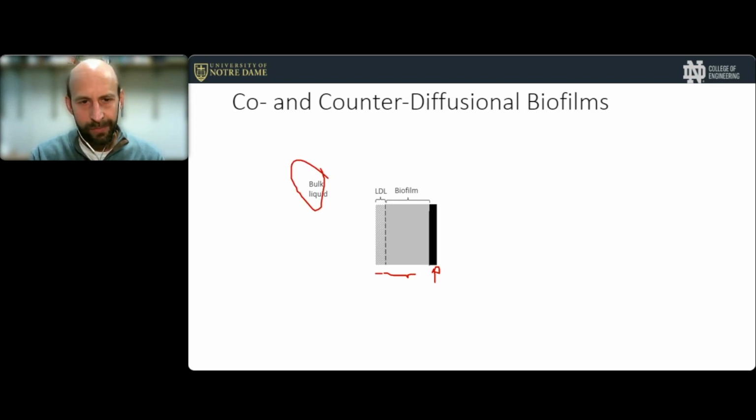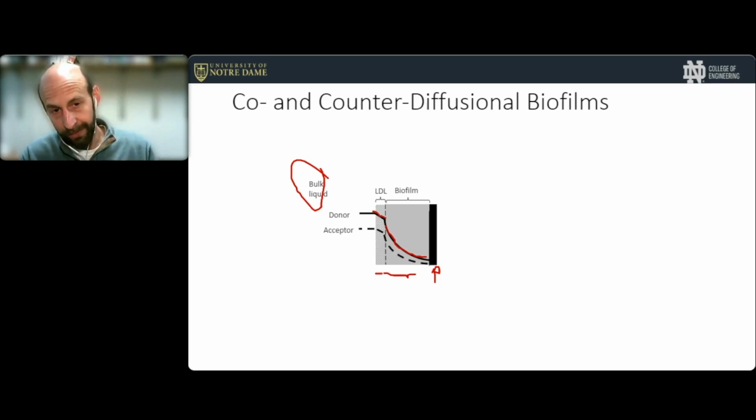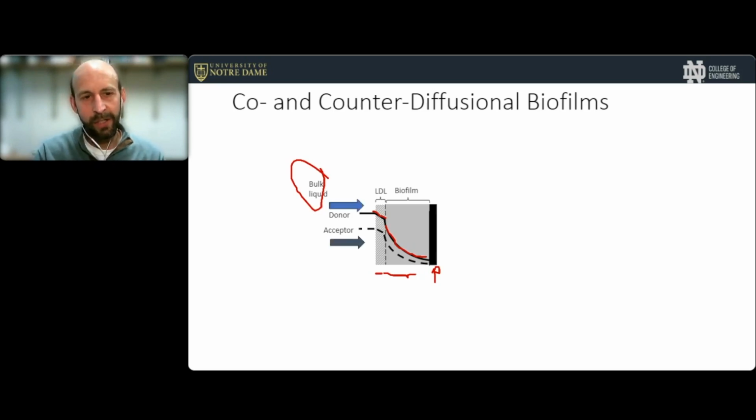So substrates, let's say an electron donor and electron acceptor that the bacteria grow on, diffuse from the bulk across the liquid diffusion layer and are consumed as they diffuse into the biofilm. This is the donor, and the acceptor similarly diffuses from the bulk across the liquid diffusion layer into the biofilm. Since the acceptor and the donor diffuse from the same side, we can call this a co-diffusional biofilm.